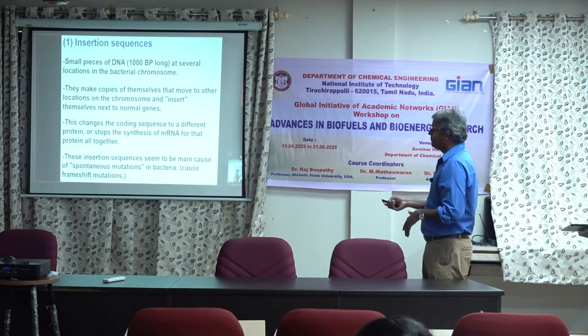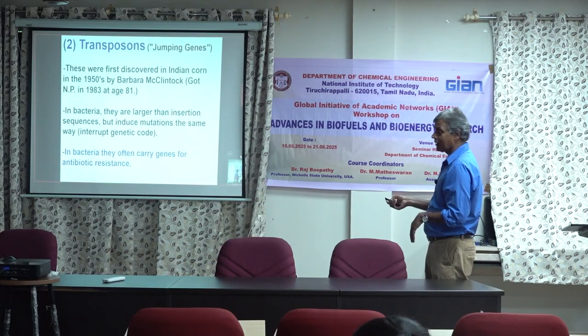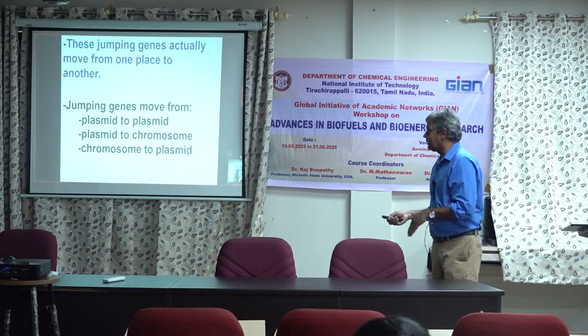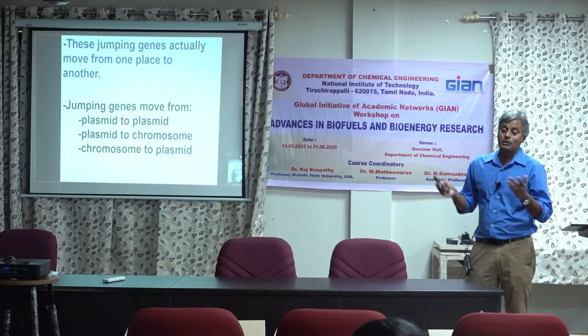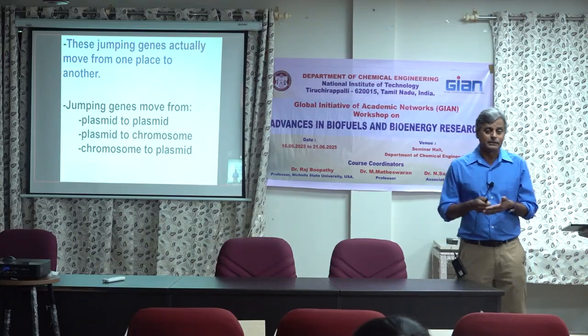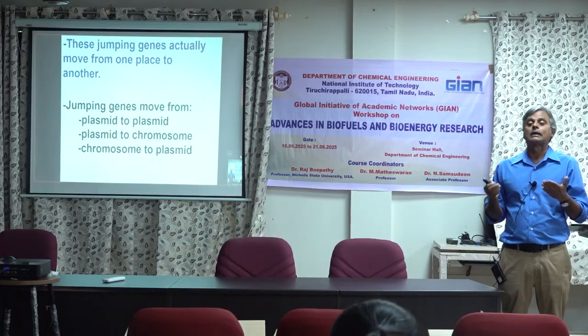There are so many of them, so we won't bore you. The insertion sequence change, then transposon, we call those jumping genes. Jumping genes move from plasmid to plasmid in bacteria, plasmid to chromosome, chromosome to plasmid. They move all over the place. This was first discovered by an agriculture scientist at Iowa State. Her name is Barbara McClintock.